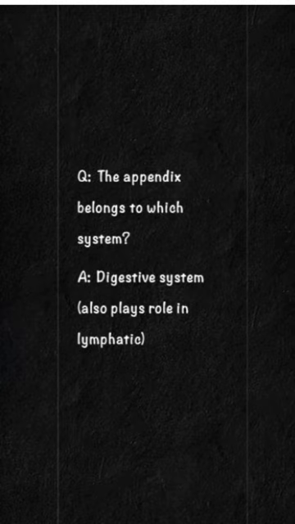If the question only asks about the appendix, you should choose digestive system. However, if the question says the appendix and spleen belong to which system, you should choose lymphatic system, because both appendix and spleen play a role in the lymphatic system. Sometimes AAPC gives this type of tricky question, so people often choose the wrong answer. So remember, appendix alone, digestive system; appendix plus spleen, lymphatic system.